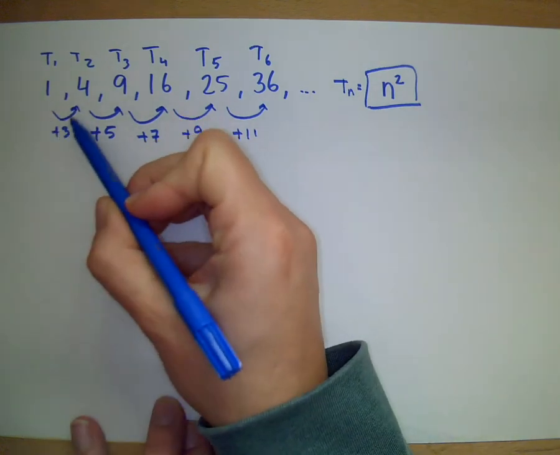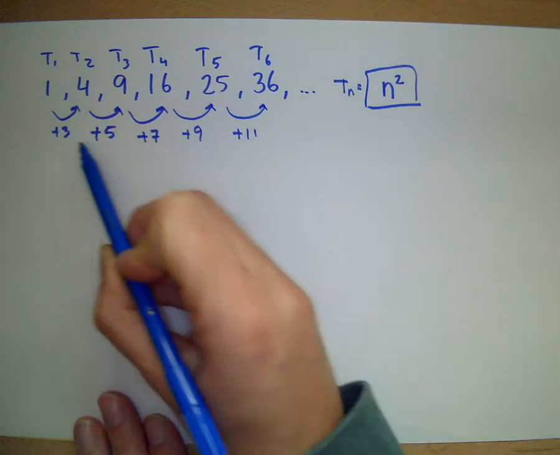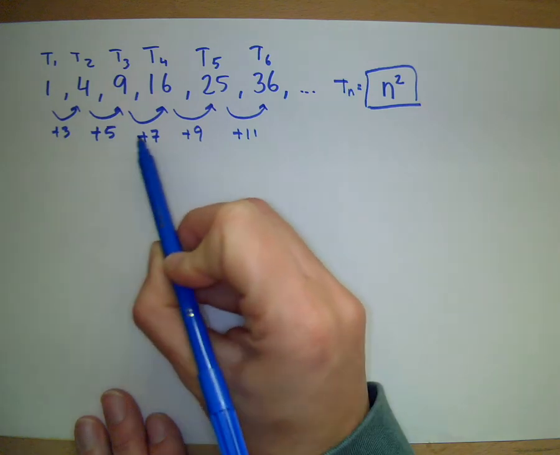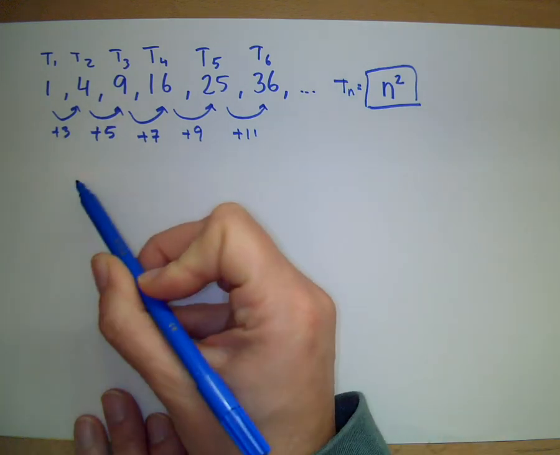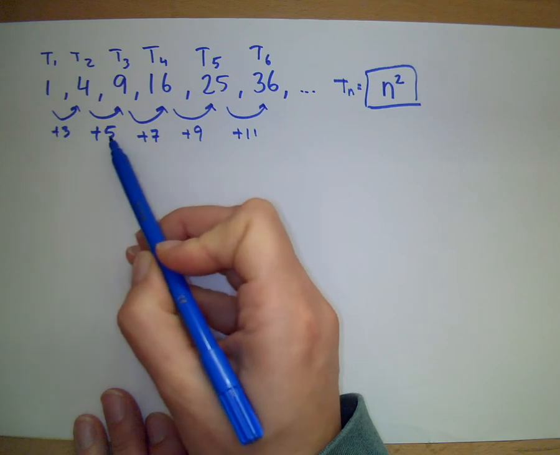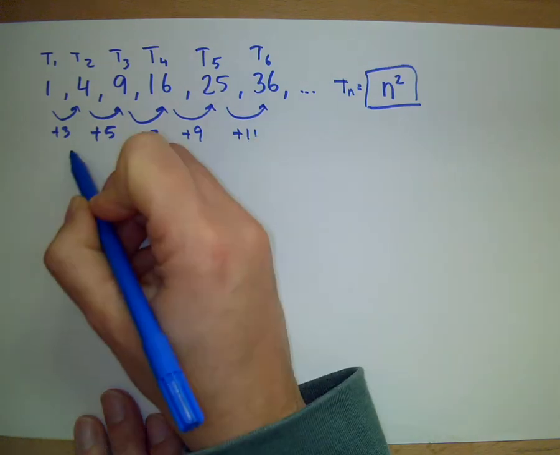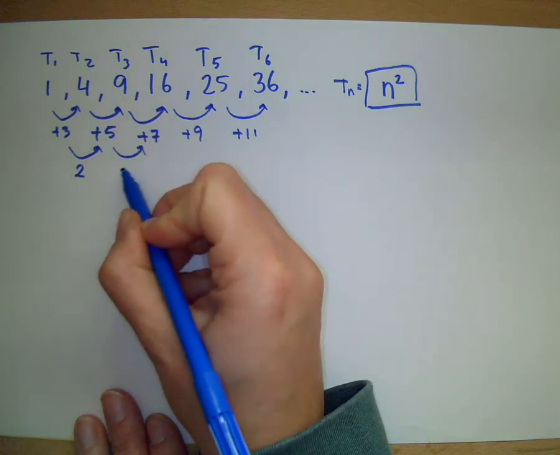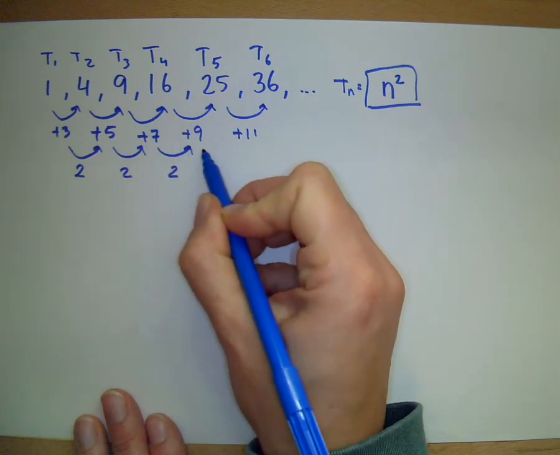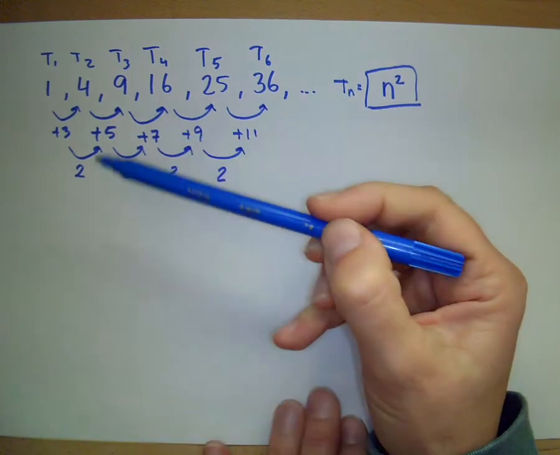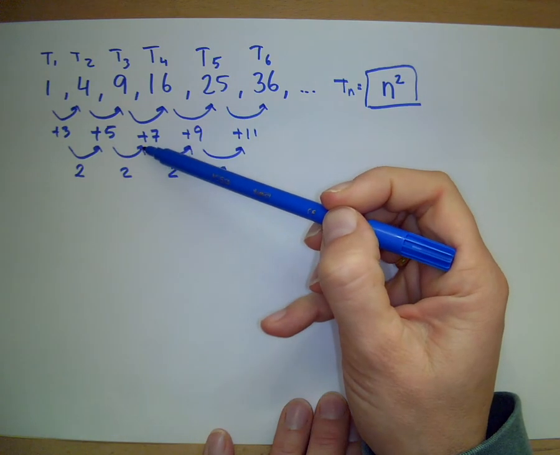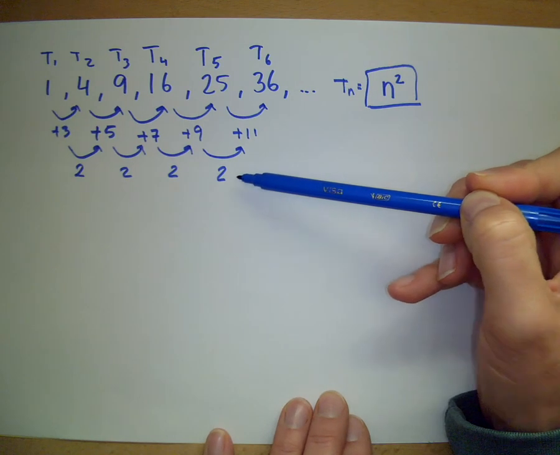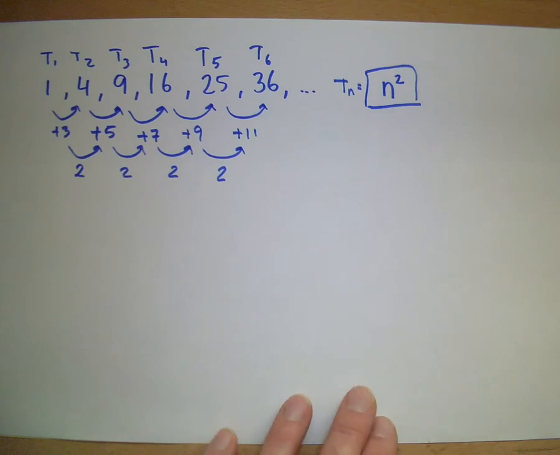And the cool thing is here that the differences between the terms are not the same, but there is a cool pattern within the differences between the terms, right? We added 3, then 5, then 7, then 9, then 11. And I think you noticed the pattern already. It's a difference of 2, 2, 2, 2. So the difference between the differences are the same. That's cool, right? N squared.